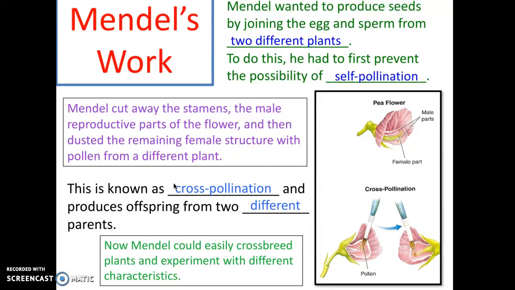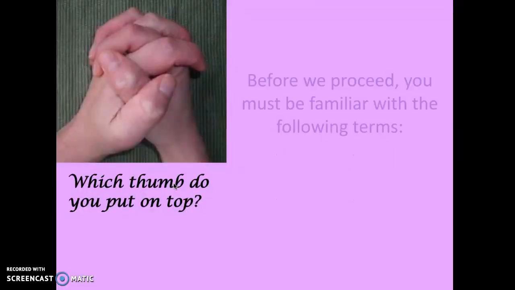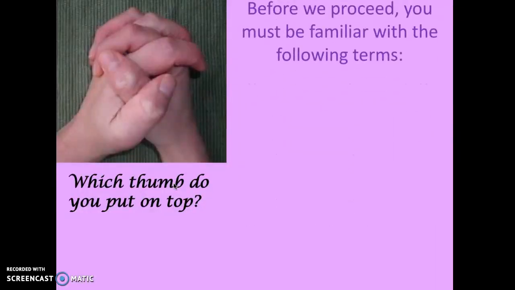Now Mendel could easily crossbreed the plants. He had control over his experiment. It was good, fundamentally strong scientifically. He was good to go. So before I want you to go, I want you to be familiar with a couple of terms. This is the major part of your vocabulary. You need to study this. You need to know this. You need to understand this.